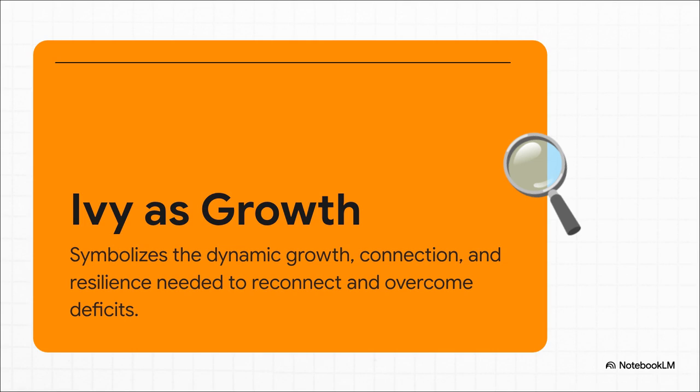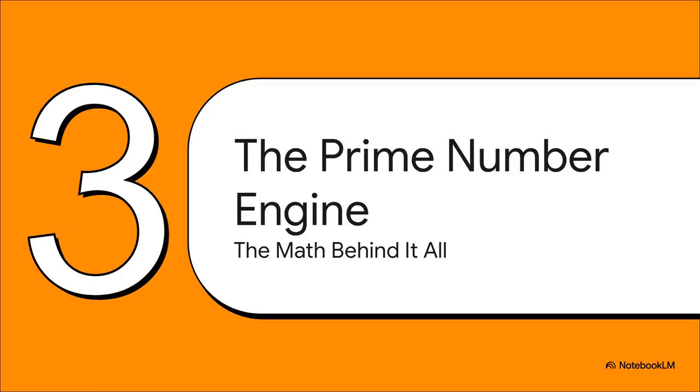The last tool in this starting kit is the symbol of ivy. Just picture ivy. It represents that dynamic, stubborn growth, connection, and resilience. It's the principle that allows things to reconnect and overcome challenges. But for ivy to grow, it needs energy. It needs a system to power it. And that symbol of ivy is our perfect bridge to the mathematical engine that makes all of this possible. And that brings us to the absolute core of the system, the prime number engine. This is the very specific, unique mathematical logic that drives this whole process of creating order.